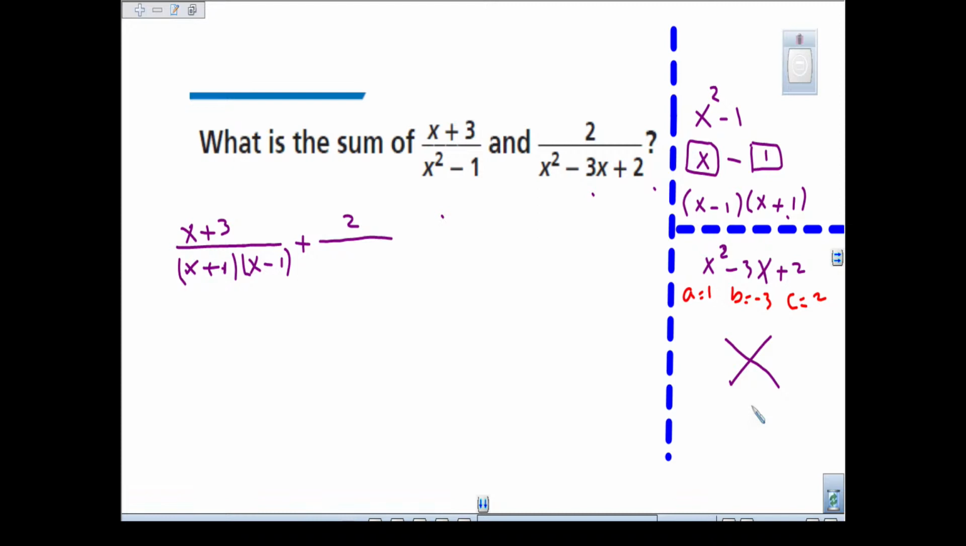What goes at the top of the diamond? The A times C, or the AC, the air conditioning at the top. So A times C is at the top here. 1 times 2 is 2. And the B, the basement, is always at the bottom. And I have negative 3 here.